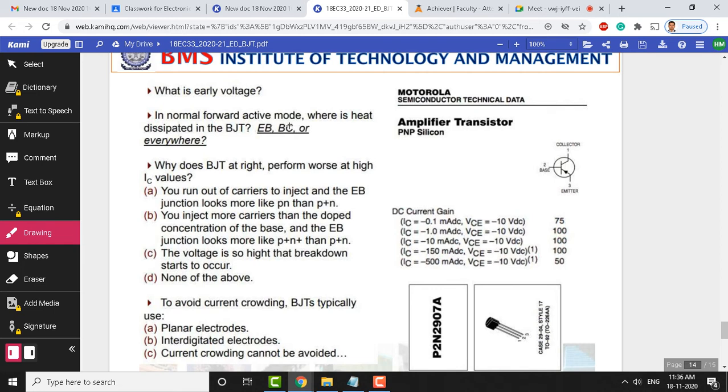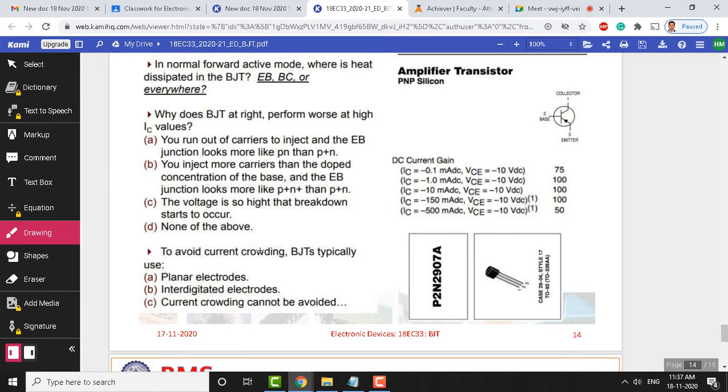In normal forward active mode, where is heat dissipated in the BJT? Is it in the emitter base or collector base, or elsewhere? Just think about this. Why does the BJT perform worse at high collector current values? There are various choices given here, just look into those choices and select one. To avoid current crowding, which type of mechanism is typically used in a BJT: planar electrodes, interdigitated electrodes, or current crowding cannot be avoided? Look into these options and choose one.